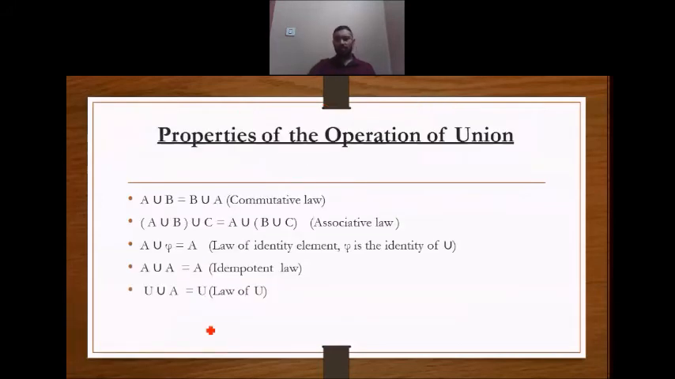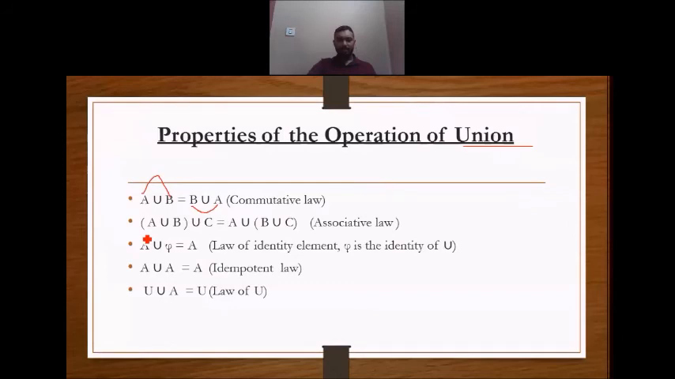So, properties of operations. What are some properties of union? You have to remember this. A union B is B union A. Union means we are combining the two sets. So you combine the set A with B, or you combine the set B with A, and you will get the same answer. So A union B is the same as B union A.